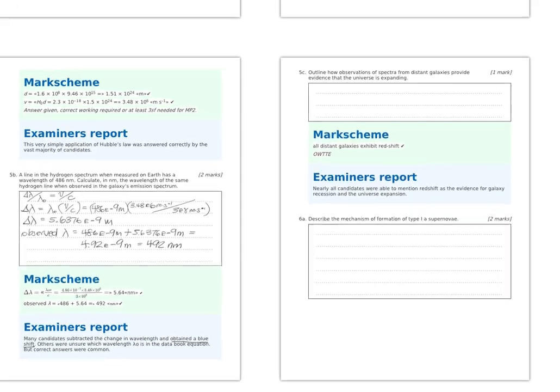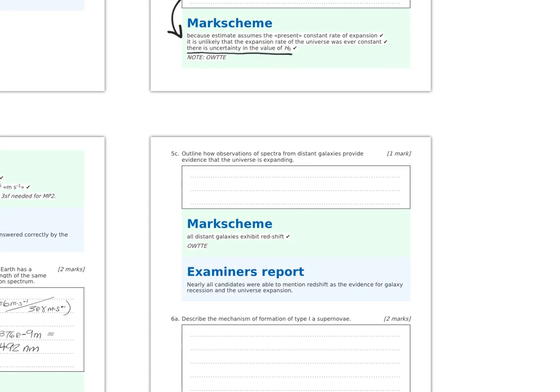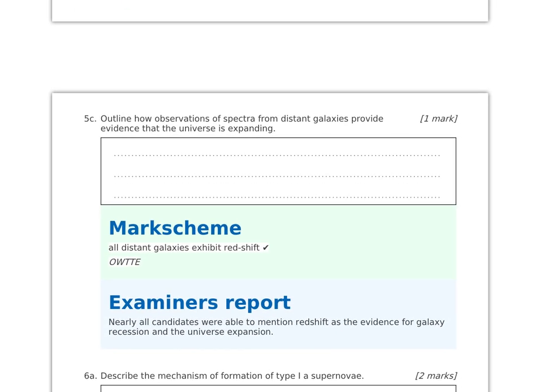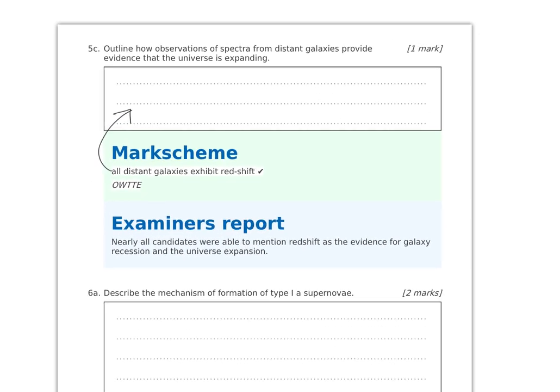In fact, when you look at that, it's all about the redshift. That's the answer to 5C: how observations of spectra from distant galaxies provide evidence that the universe is expanding. That's because they all exhibit redshift. So, well said, mark scheme. All right, that was number 5.